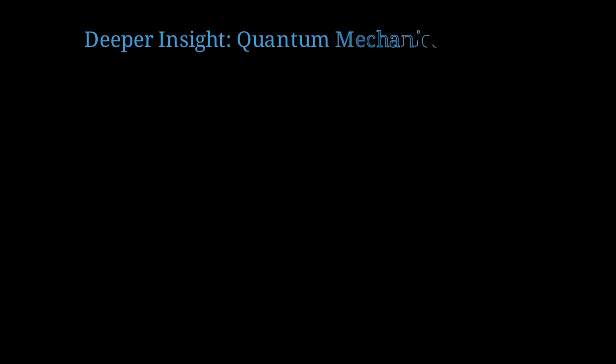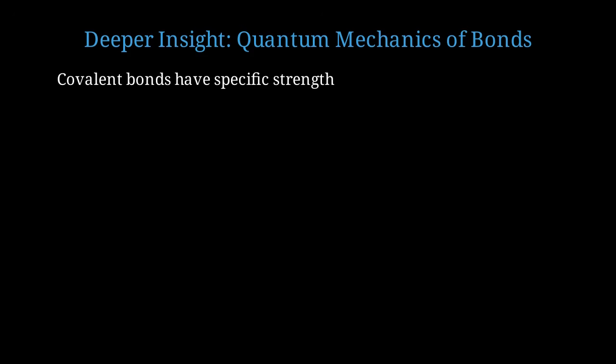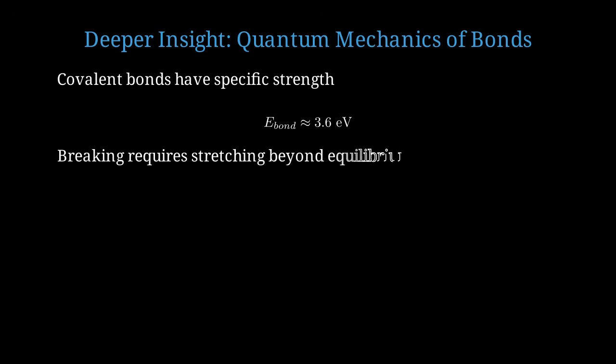To truly understand this paradox, we need to think about the quantum mechanics of chemical bonds. Carbon-carbon covalent bonds have a specific breaking strength, determined by the overlap of electron orbitals and quantum mechanical energy barriers. The carbon-carbon bond energy is approximately 3.6 electron volts per bond. To break a bond, you must stretch it beyond its equilibrium length. The force peaks at about 10 to 20% strain, then drops as the bond ruptures.